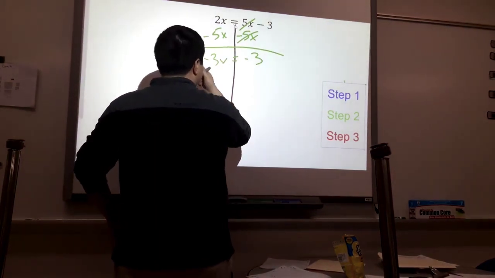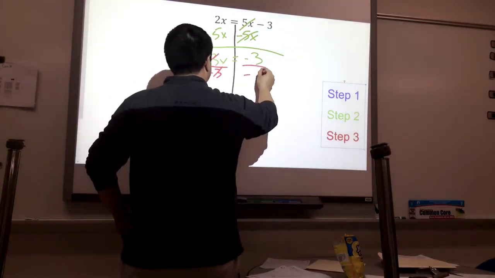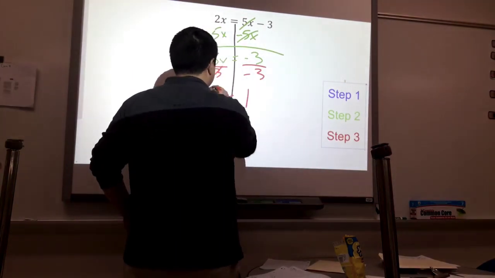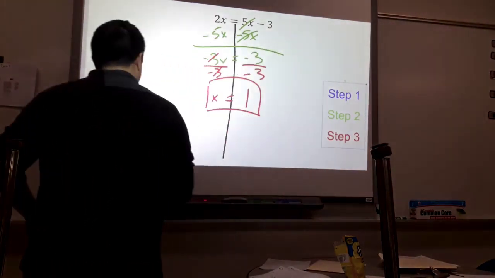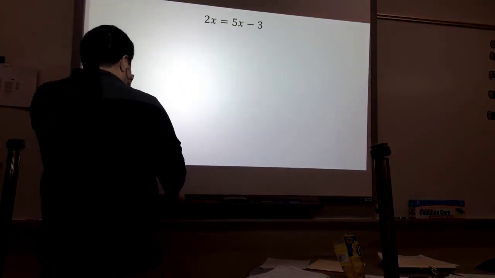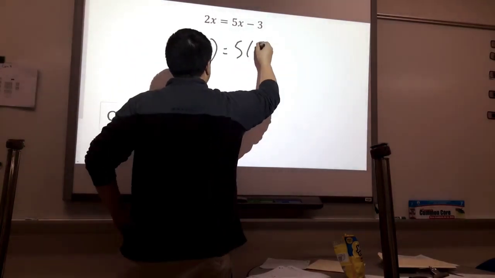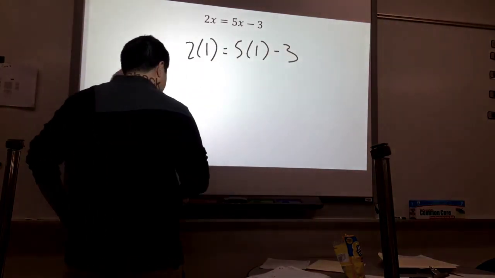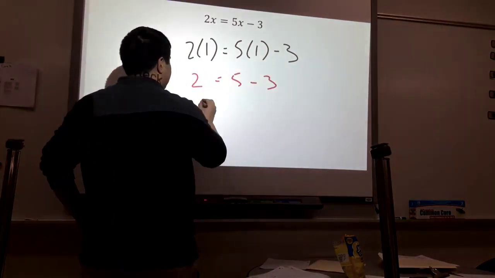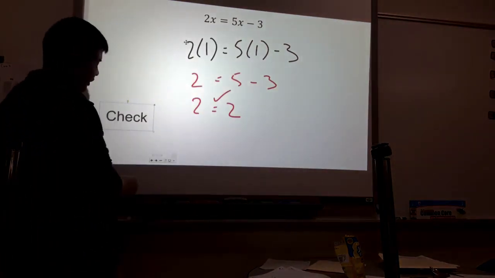Step 3, we're going to divide by the coefficient, which is negative 3 over here to get rid of it. Divide by negative 3, x equals negative 3 divided by negative 3 is positive 1. So, let's check it. 2 times 1 equals 5 times 1 minus 3. 2 times 1 is in fact 2. 5 times 1 is 5. We got minus 3, and 2 equals 2. 5 minus 3 is in fact 2, so we did that one correctly.